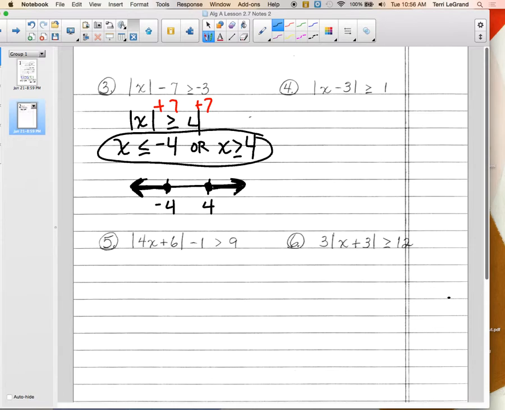Okay, you try the next one on your own, number 4. Run through all the questions that I keep asking you. What do I have to do and why?